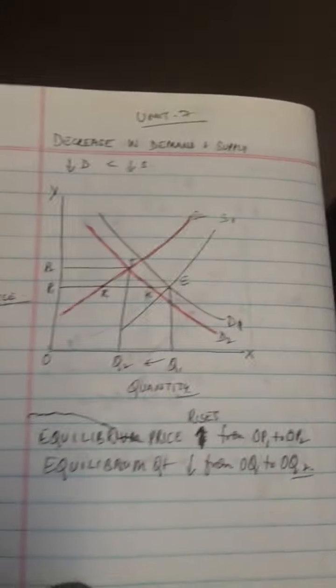Welcome to my class. Continuing on with market equilibrium, unit 7, changes in demand and supply simultaneously. How does it affect the equilibrium quantity and equilibrium price? So that is what we are doing, and we finished with the decrease in demand and decrease in supply simultaneously. And in this class, I'm going to talk about when the decrease in demand is less than the decrease in supply. So have a look and see what happens.